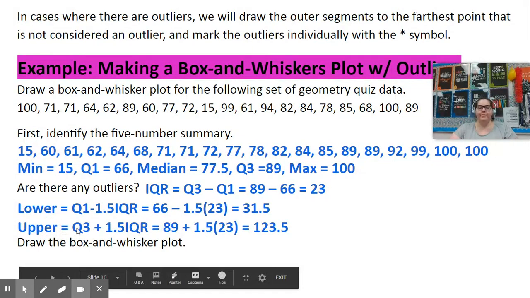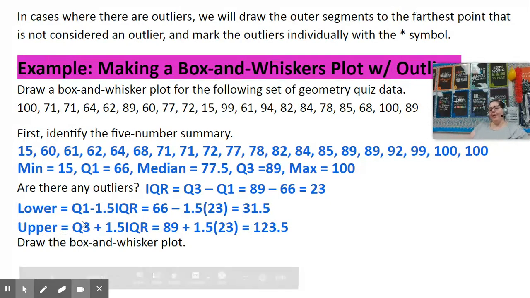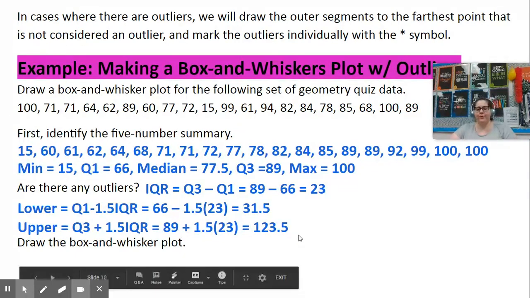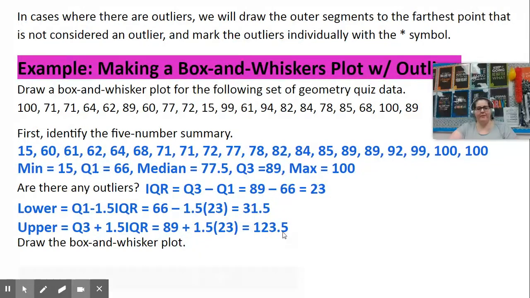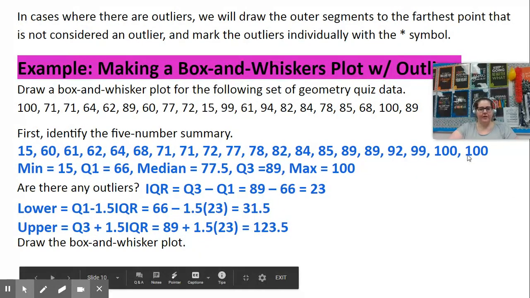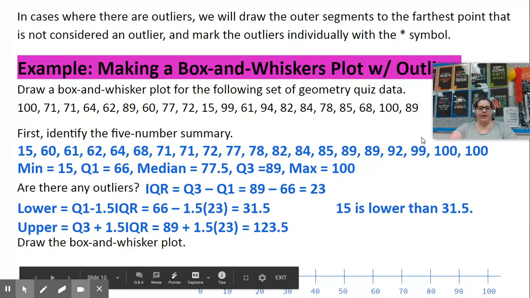For the upper end, we would start at Q3 and add 1.5 IQRs. So 89 plus 1.5 times 23 gives me 123.5. So on the upper end, the value would have to be above 123.5 to be considered an outlier. Our highest number is 100. 100 is not above that upper boundary, so there are no outliers on the upper end. 100 is not an outlier. So 15 is an outlier, but not 100.